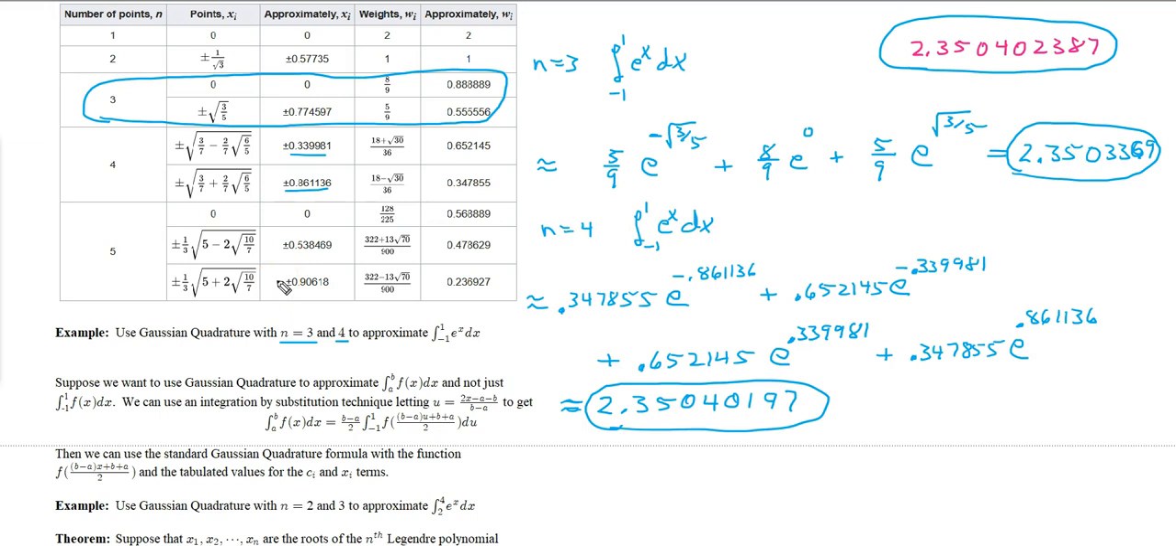Alright, so now let's take a look at this. For the problems that we looked at, we were just approximating the integral from -1 to 1. But of course, we might want to approximate the integral from a to b of f of x dx, where a and b are different from -1 and 1. So how do we do that? Well, what we can do is we can modify the formula using an integration by substitution technique. So let's notice this.